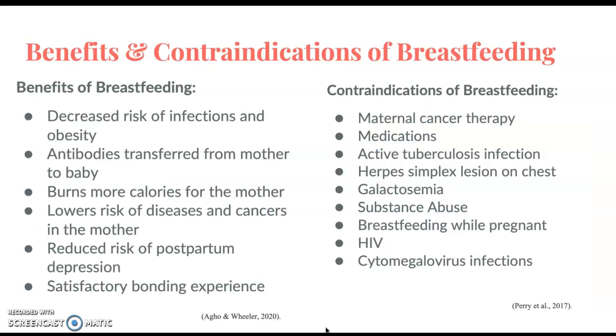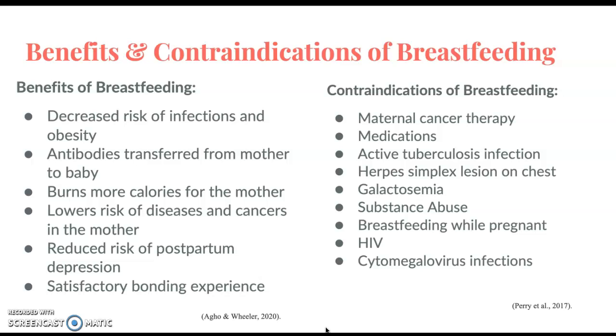Benefits and the contraindications of breastfeeding. Some benefits of breastfeeding include decreased risk of infections and obesity. This can also be due to the antibodies transferred from the mother's milk to the baby. The mother is able to burn more calories and lose her pregnancy weight. It lowers the mother's risk of heart disease, breast cancer and ovarian cancer, and it reduces the risk of postpartum depression. It also leads to a satisfactory bonding experience.